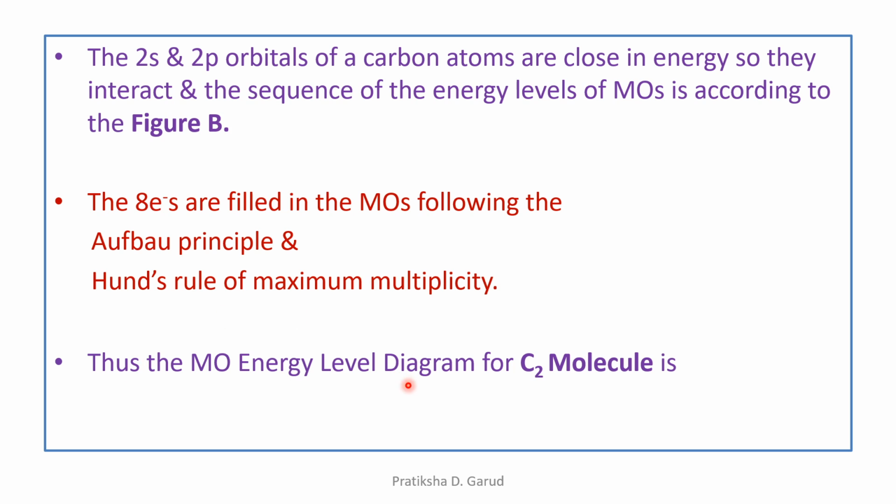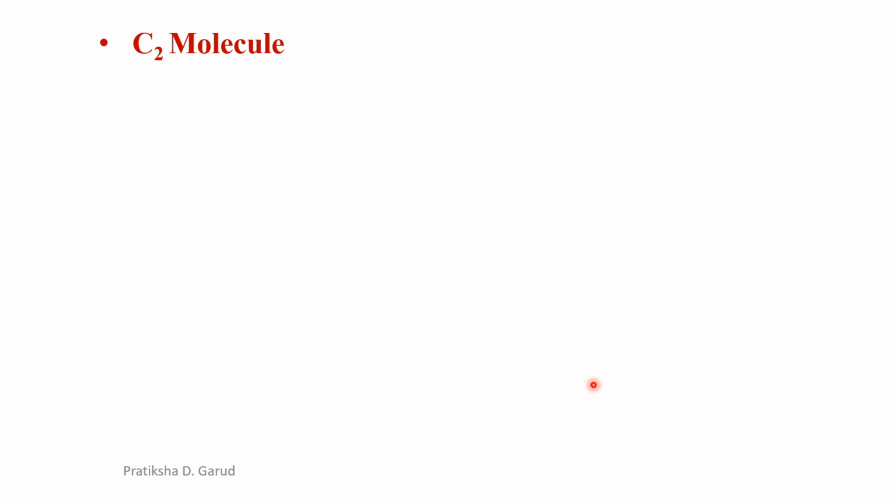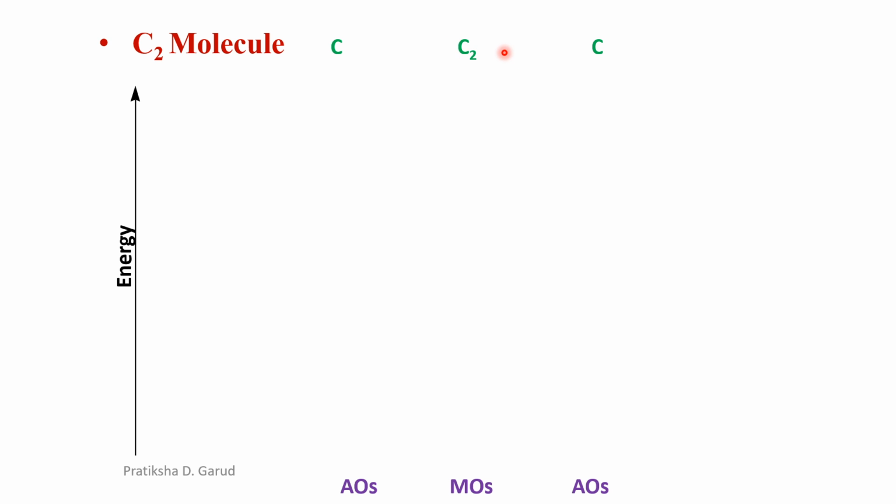So let us see the MO energy level diagram for the carbon molecule, that is the C2 molecule. This is the energy axis, increasing energy. To one side we are having the atomic orbitals, on another side also atomic orbitals, and at the center molecular orbitals. The first atomic orbital is for the first atom, that is the carbon. The second atomic orbital is for the second carbon atom, and the molecular orbitals are for the C2, that is a carbon molecule.